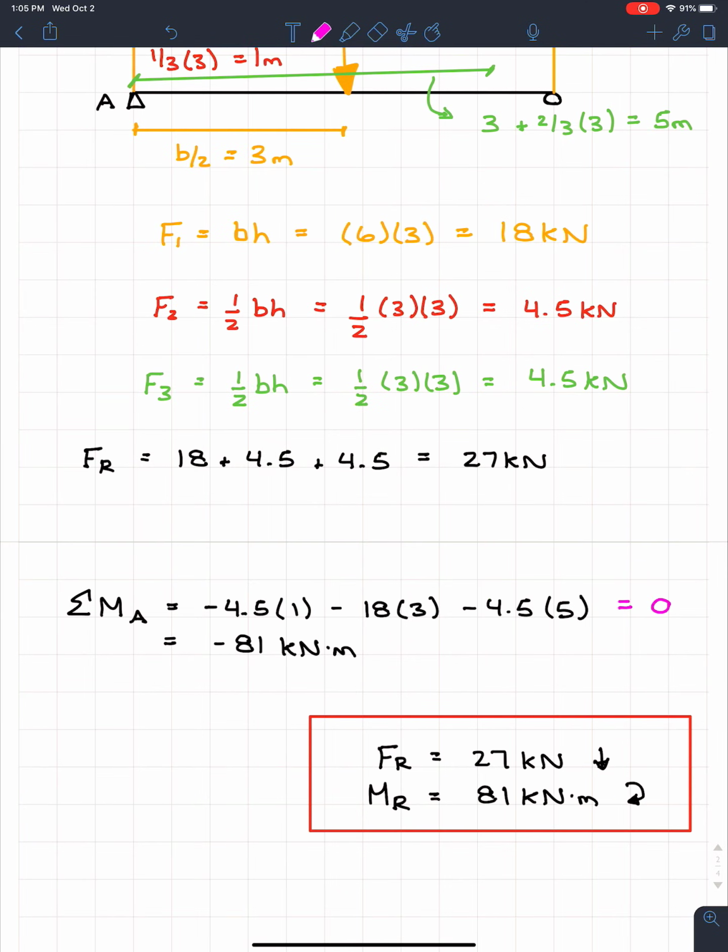So now you're going to look, okay, well, it has to equal 0 at some point. So if I sum the moments about A, well, the negative 4.5, that's definitely there. The negative 18, that's there. And the other 4.5 is there. So I'm getting a bunch of negative moments. I know that that answer is not going to be 0, but how can it be equal to 0?